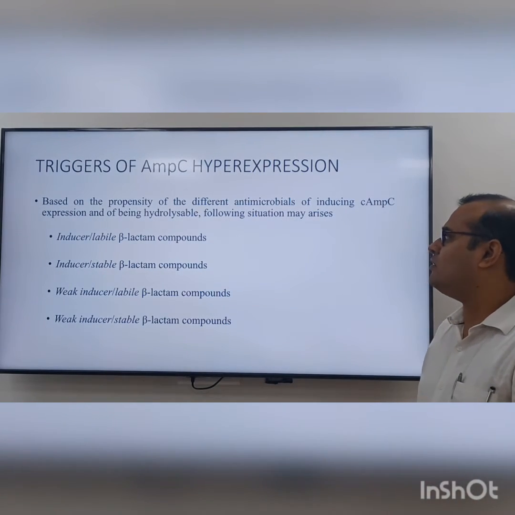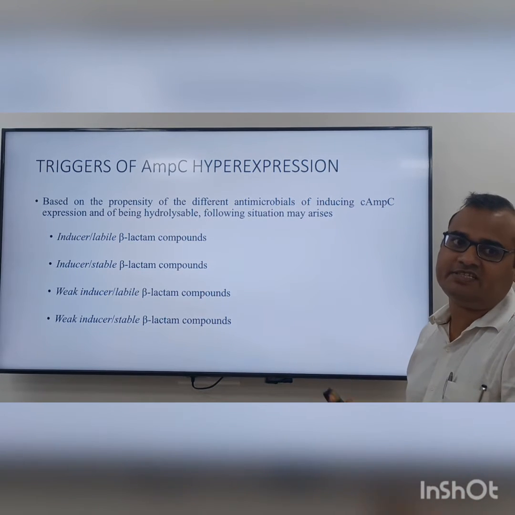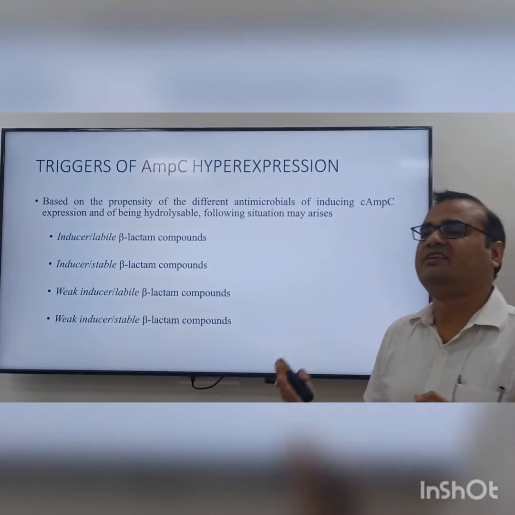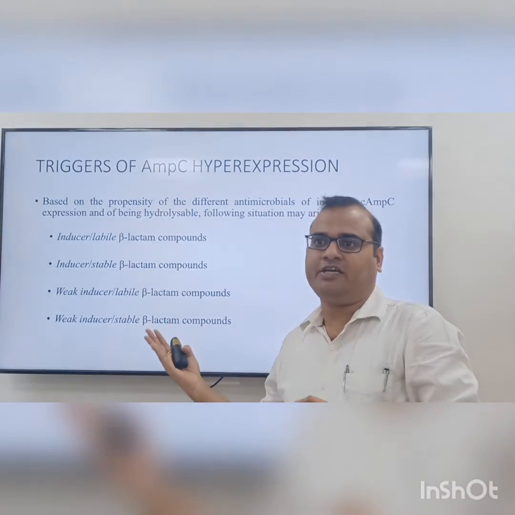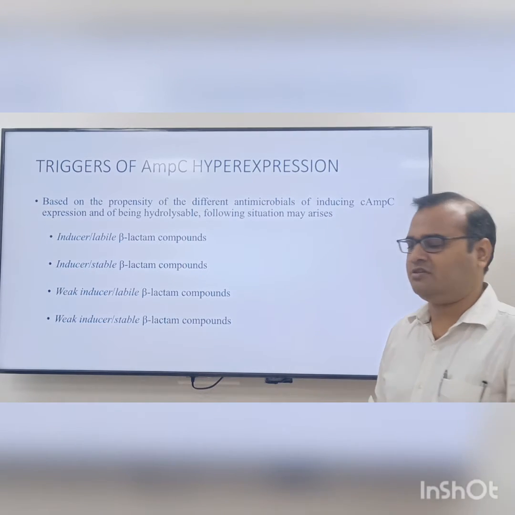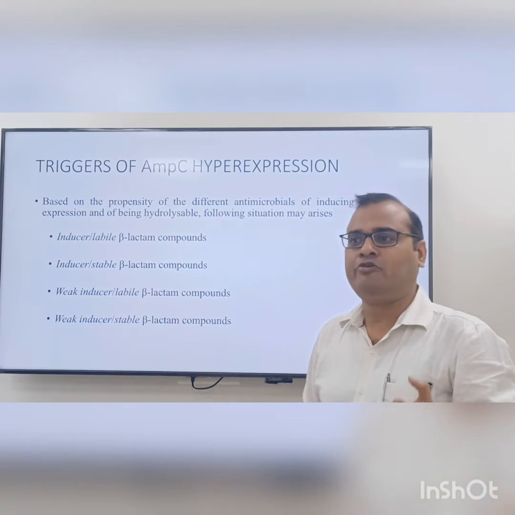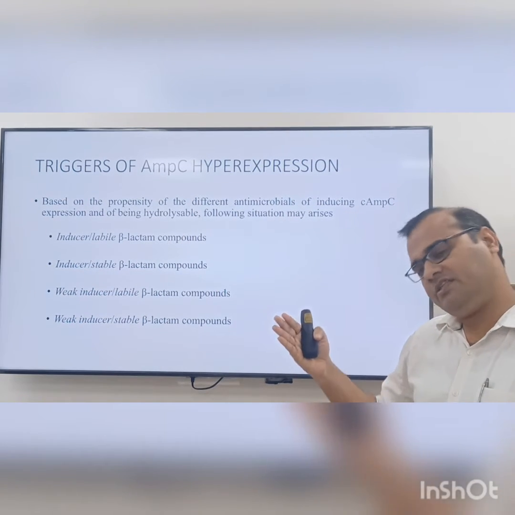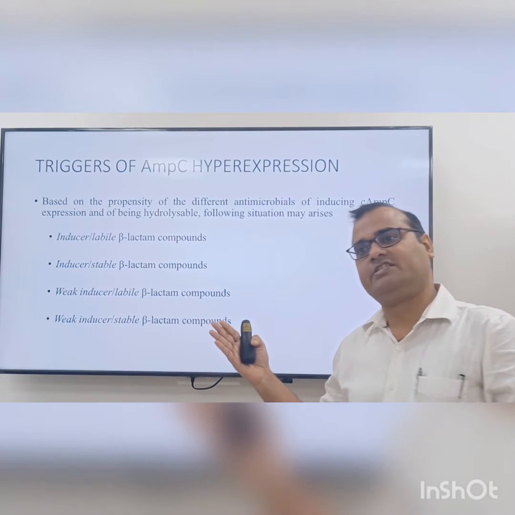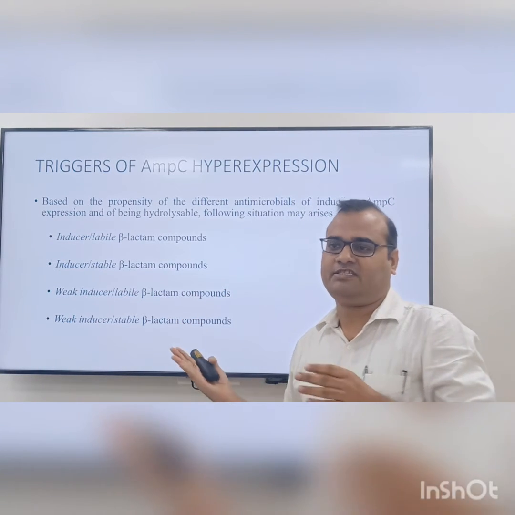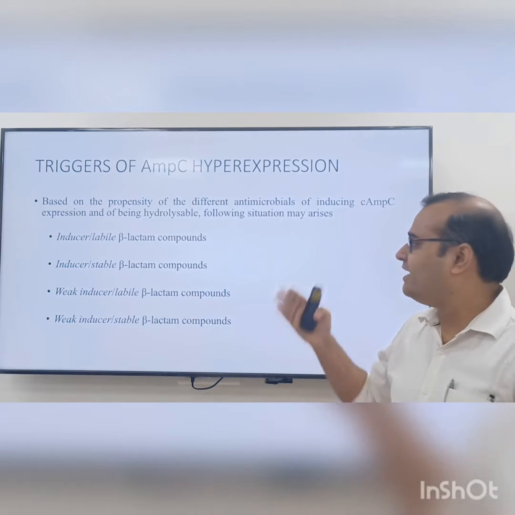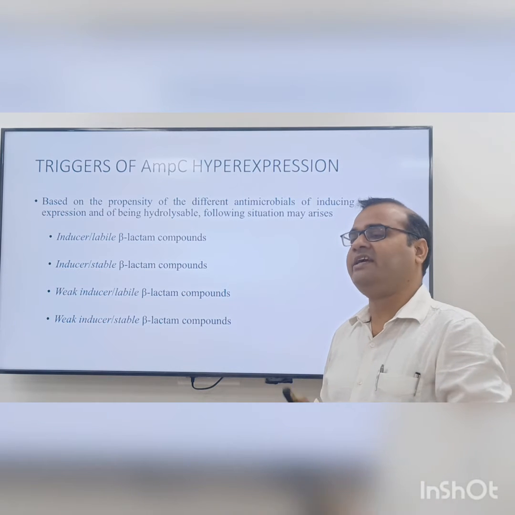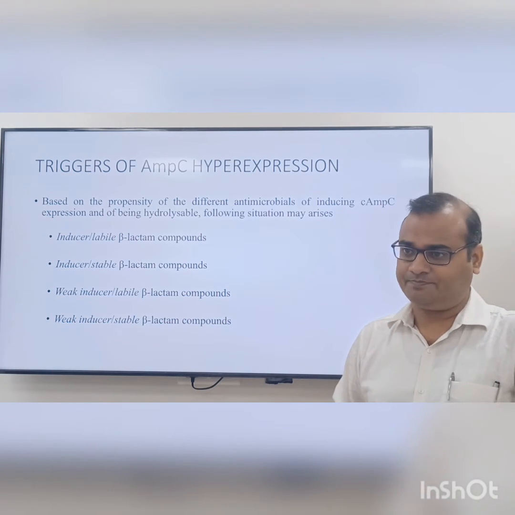So, based on the propensity to trigger this induction, we can vaguely classify what is a potent inducer or what is a weak inducer. It may be classified into 4 types. One is potent inducer but labile beta-lactam compounds. Those are the first generation cephalosporins like cefazolin, the cephamycins like cefoxitin, and clavulanate. They are potent inducers, and they also get inactivated by the presence of AmpC.